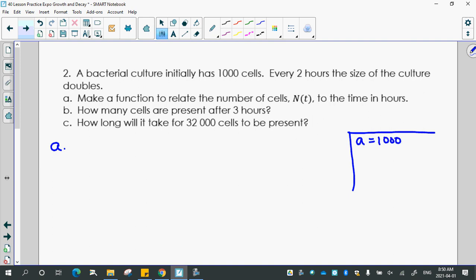What else do we know? B, every 2 hours, the size of the culture doubles. So this doubles tells me that B is 2. And X is the total time, which we don't know, so I'm going to call it T for total time, divided by the time for one growth period. So what's the time for one growth period? 2 hours. So X, I can change X to T over 2, where T represents total time.